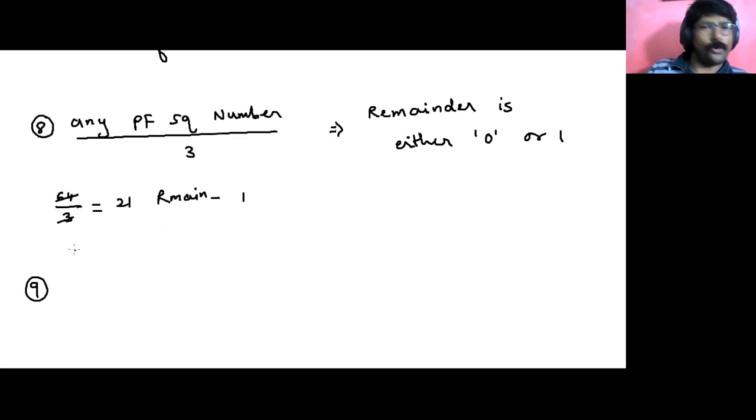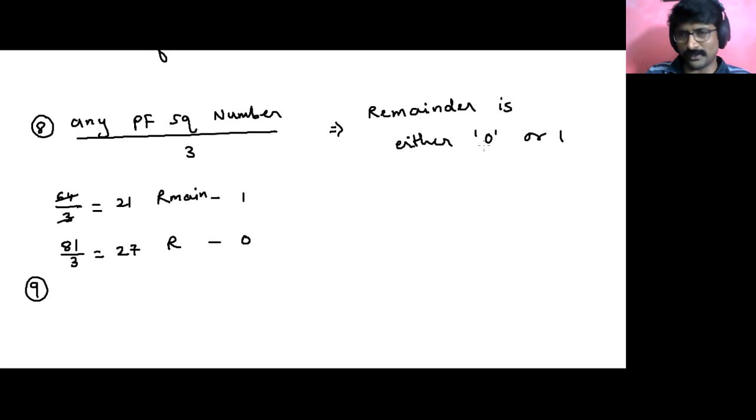Or you can take any perfect square, like say 81. If we divide it by 3, it gets cancelled completely. 27 3s are 81, so the remainder would be 0. You understood, guys? So the remainder would be either 0 or 1. You can take any big 5 digit, 10 digit, 15 digit perfect square number, and if we divide that by 3, the remainder is always either 0 or 1.